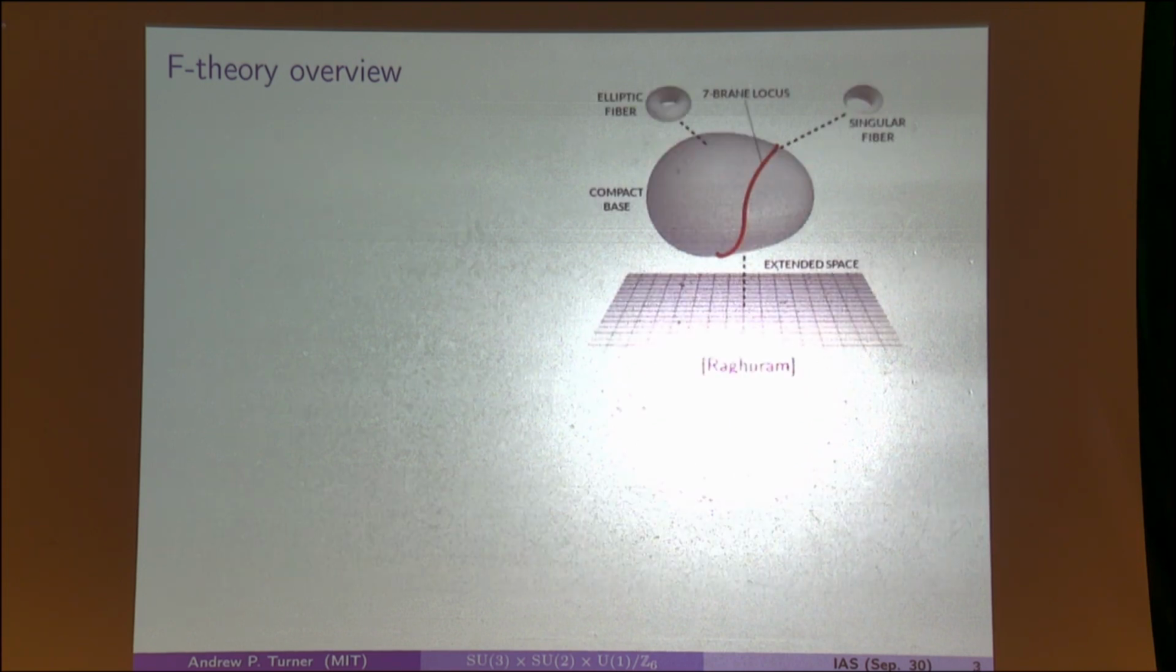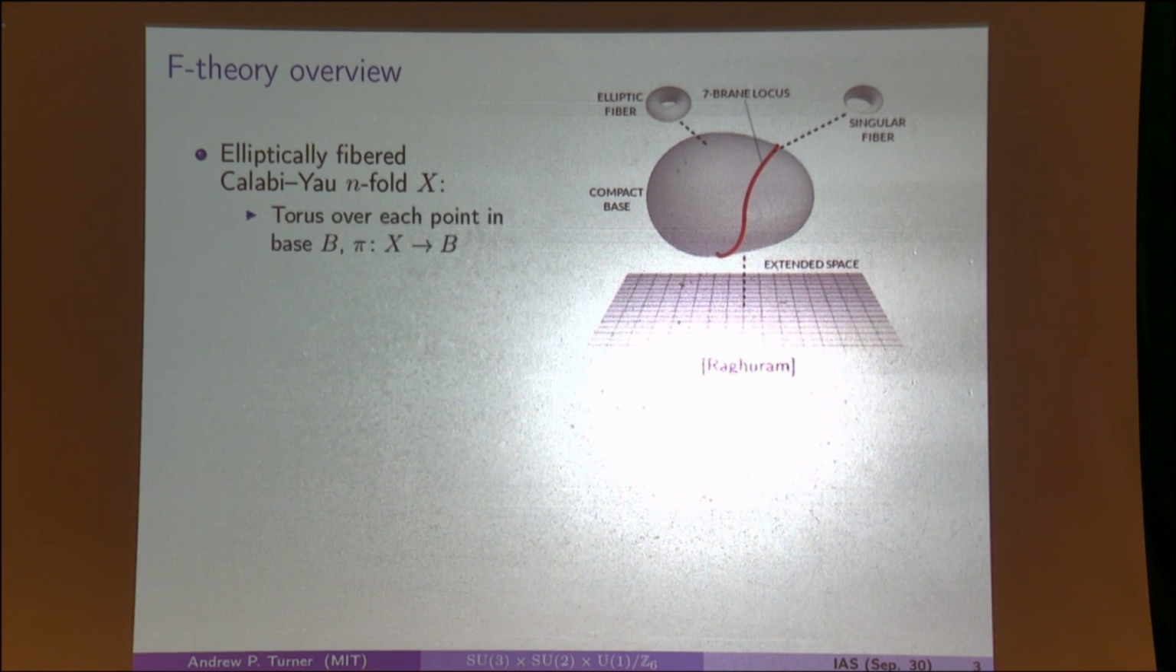So what does this look like? Here's a little picture of this elliptic fibration. So we have an elliptically fibered Calabi-Yau n-fold X, which means that over every point in the compact base B, there is a torus, which is the elliptic fiber shown here. And each of these tori has a marked point, which is what makes it an elliptic curve. And these all together form a section, which is just an image of the compact base in the total space X, which includes the compact base and all of these elliptic fibers.